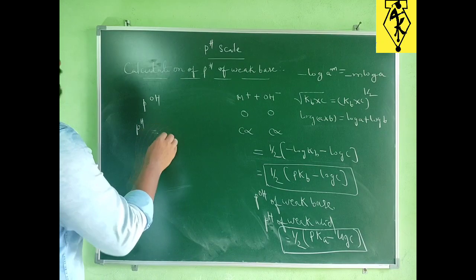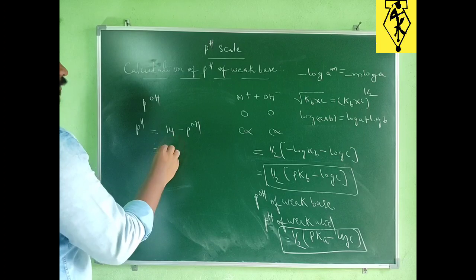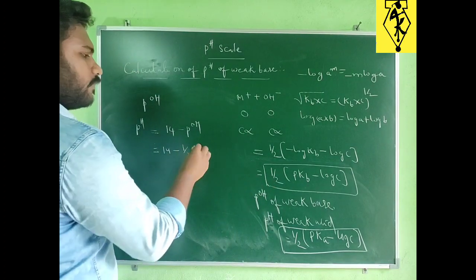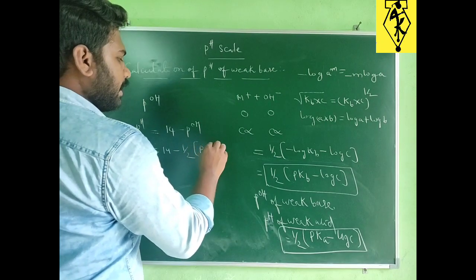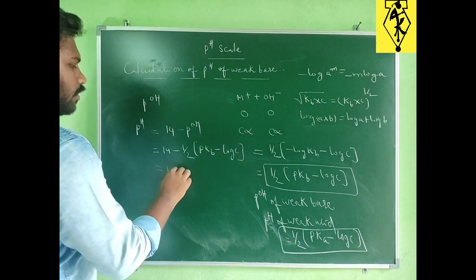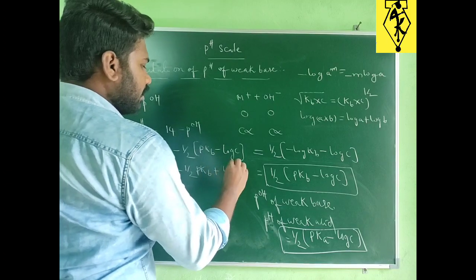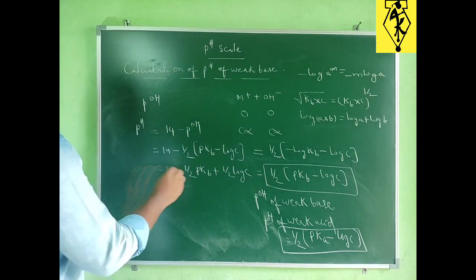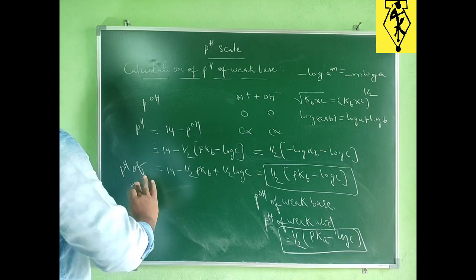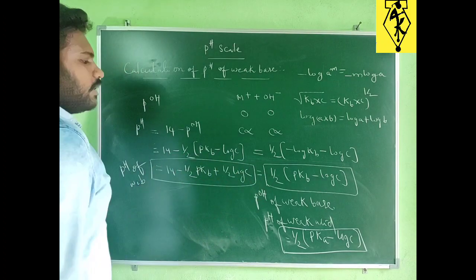So how to calculate pH when we have pOH? 14 minus pOH. So here 14 minus, what is the pOH value? Half into pKb minus log C. So 14 minus half pKb plus half log C. So this is the equation to calculate pH of weak base.